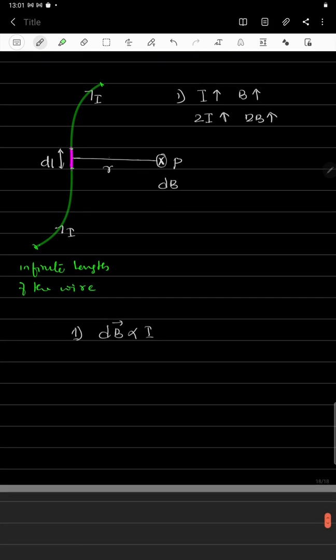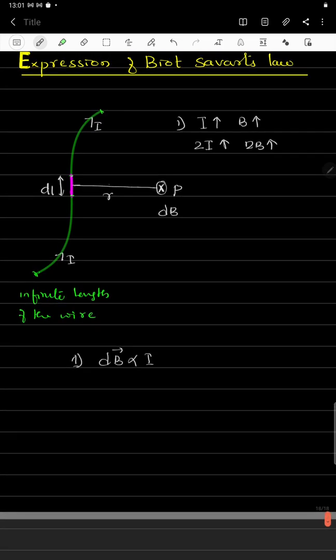And now the second part. In an infinite length, from this point to this point we can divide into any number of dls. It is not definite; you can divide into different sizes or different lengths of dls.